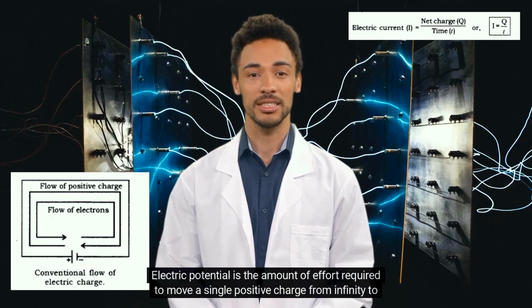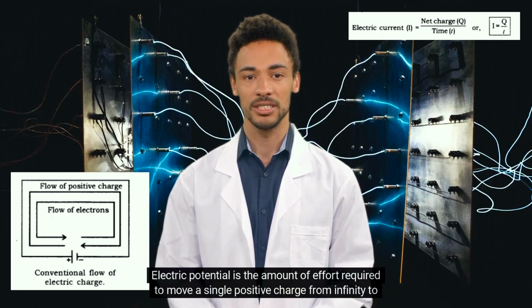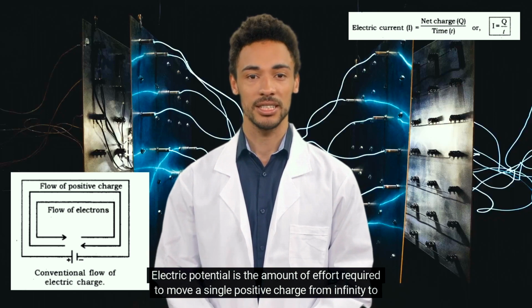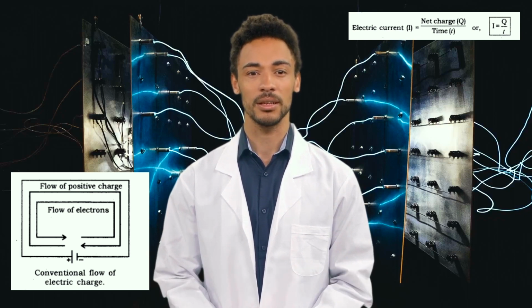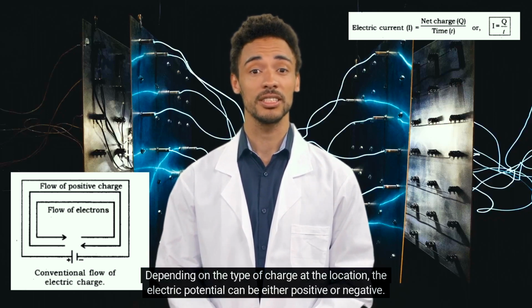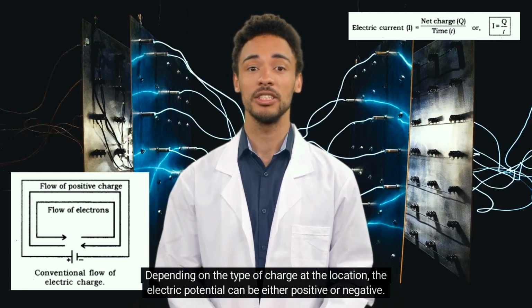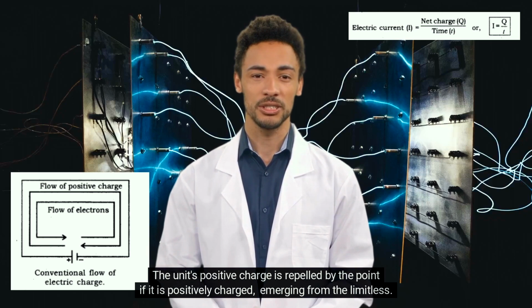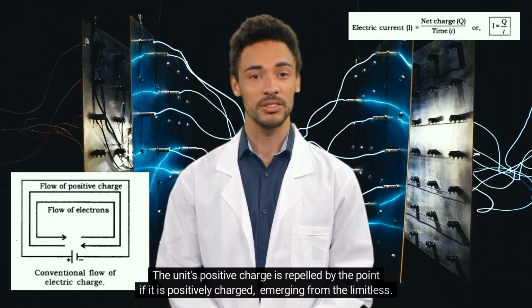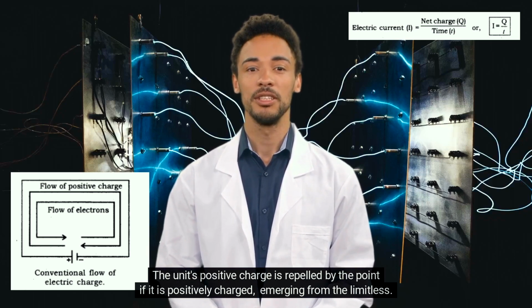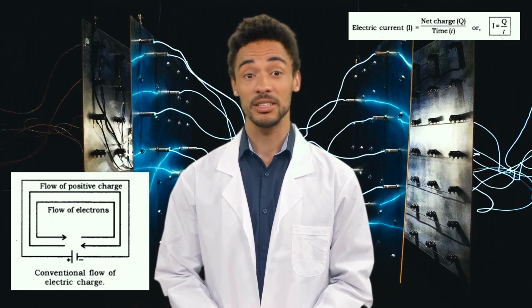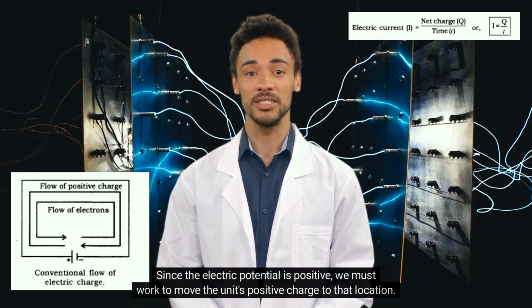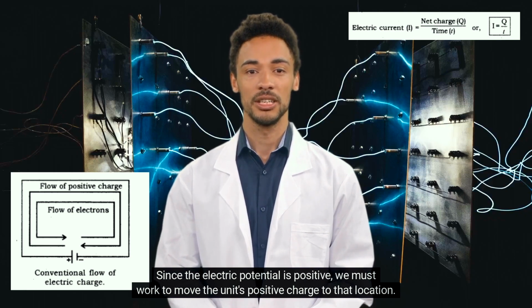Electric potential is the amount of effort required to move a single positive charge from infinity to a specific place. Depending on the type of charge at the location, the electric potential can be either positive or negative. The unit positive charge is repelled by the point if it is positively charged. Since the electric potential is positive, we must do work to move the unit positive charge to that location.